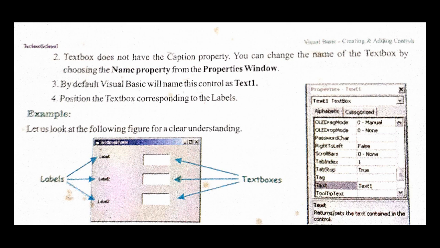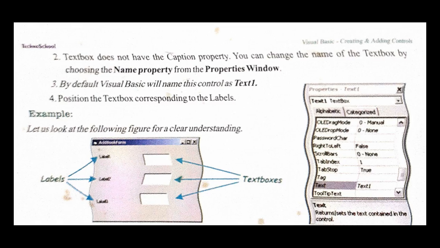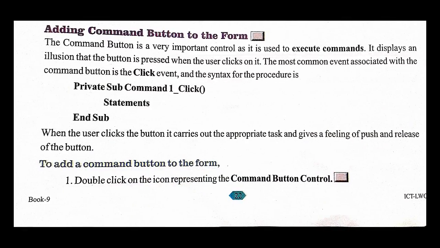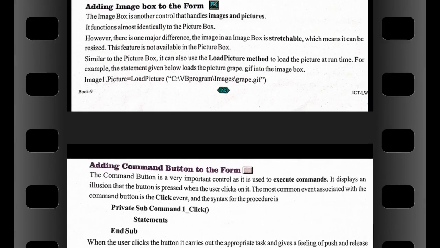Make the text property be empty and position the text box corresponding to the label that you can see on the screen. Adding command button to the form. Command button is otherwise called as execution button. It is a very important control because it is used to execute your program. Now let us see how to add command button to your form. First one, double click on the icon and it will be placed on the form automatically. Change the caption property from the property window.